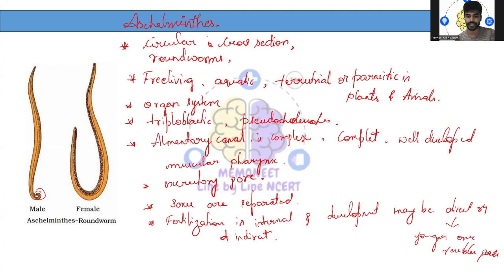One example that you can give is Ascaris lumbricoides, which is called roundworm, and another we have is Wuchereria bancrofti. Have you heard? That is the filaria worm. Then we also have hookworms. So these are the examples of aschelminthes.